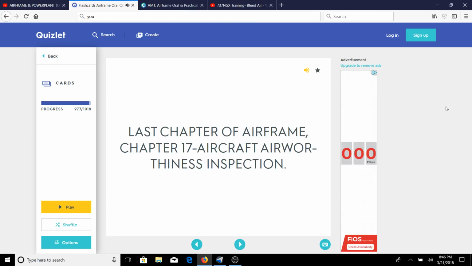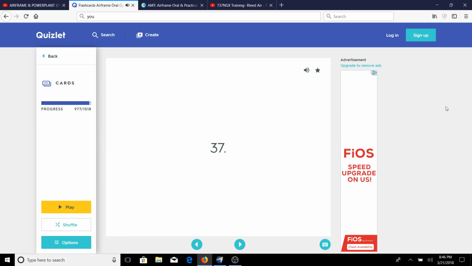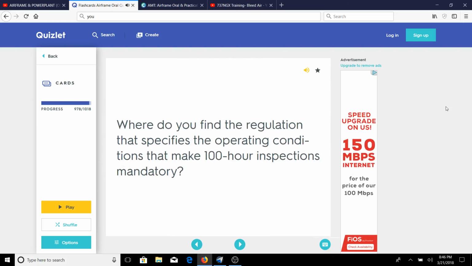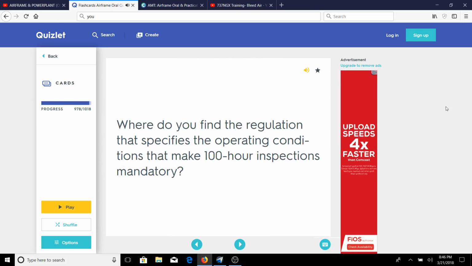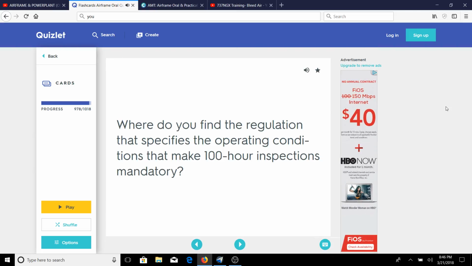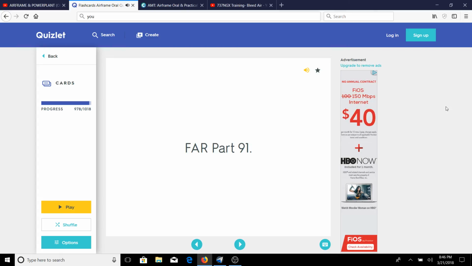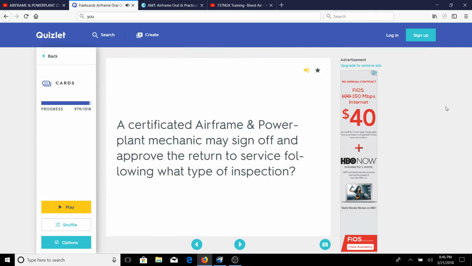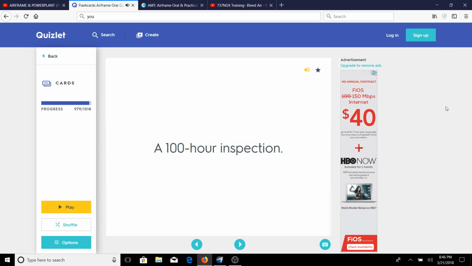Last chapter of Airframe, Chapter 17, Aircraft Airworthiness Inspection. 37. Where do you find the regulation that specifies the operating conditions that make 100-hour inspections mandatory? FAR Part 91. A certificated airframe and powerplant mechanic may sign off and approve the return to service following what type of inspection? A 100-hour inspection.